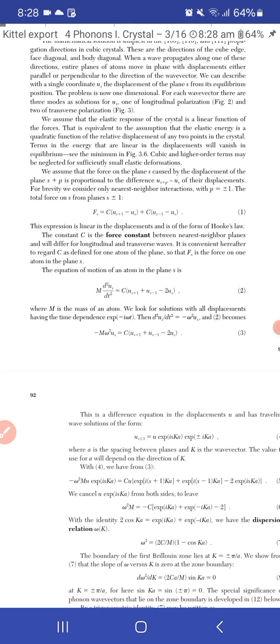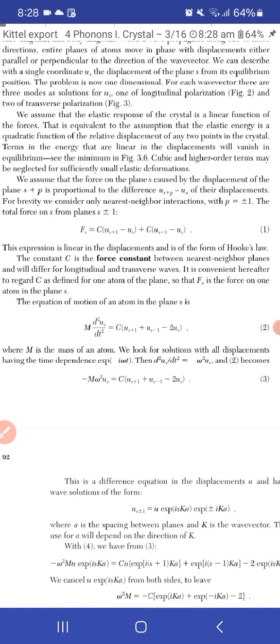Okay. We assume that the force on plane s caused by displacement of plane s plus p is proportional to the difference u_{s+p} minus u_s of the displacements. So we move ahead with this assumption. For brevity we consider only nearest neighbor interactions. p will be plus minus 1.